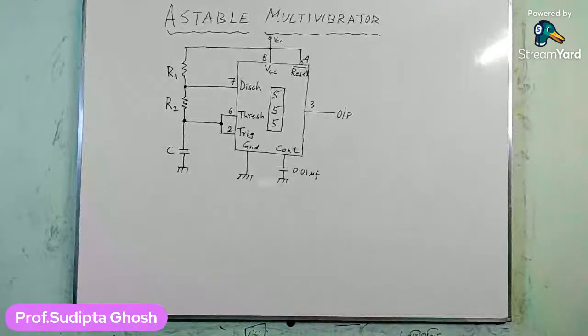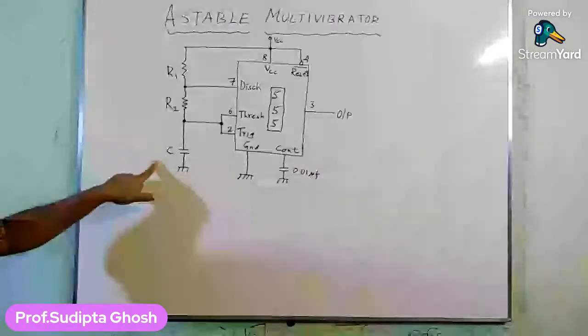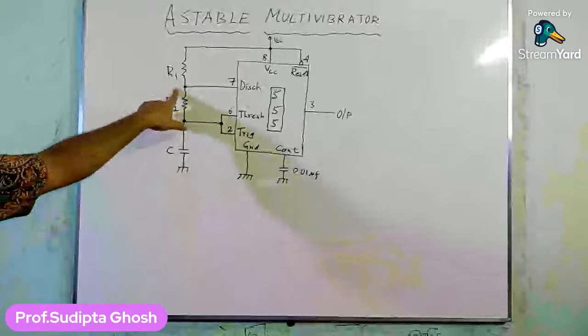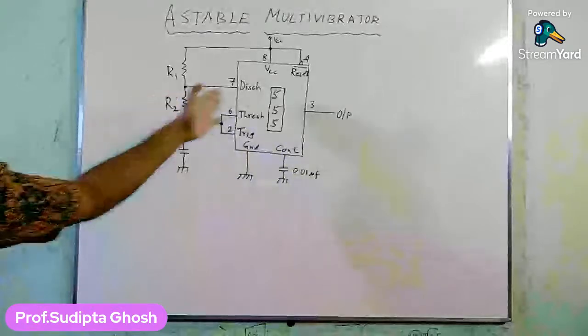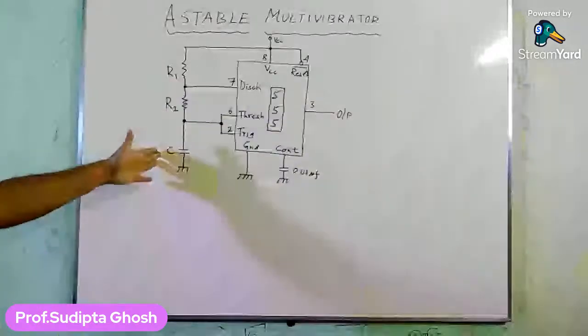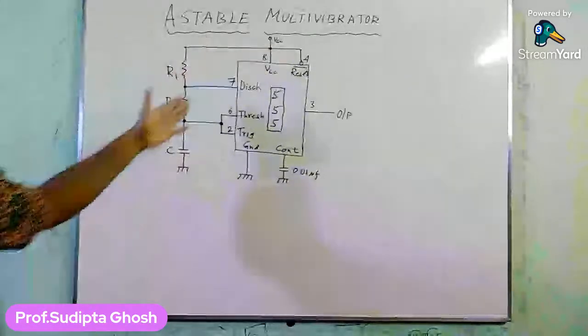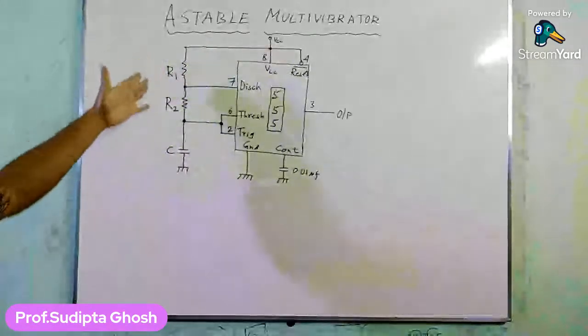So the capacitor begins to charge towards VCC. As pin number 7 is practically isolated from the ground, that will make the capacitor begin to charge towards VCC. So from now onwards, as pin number 7 is practically disconnected from this circuit, the capacitor C will charge towards the value of VCC via these two resistors R1 and R2.